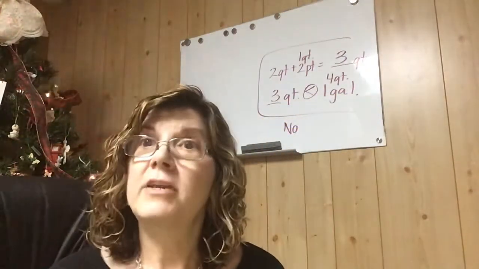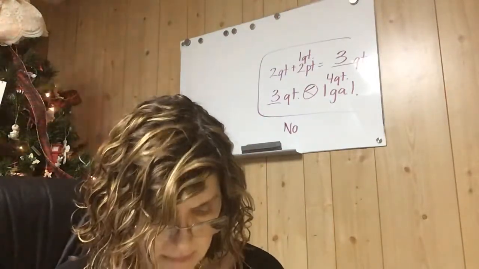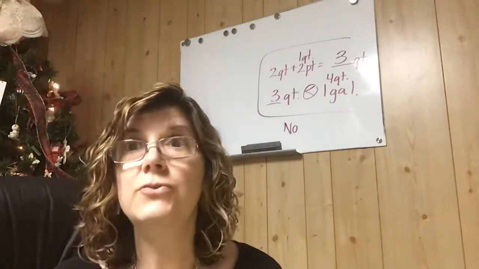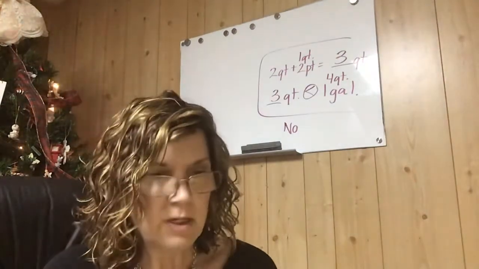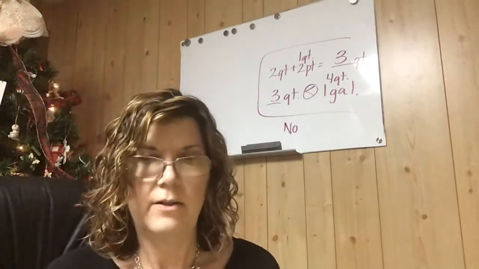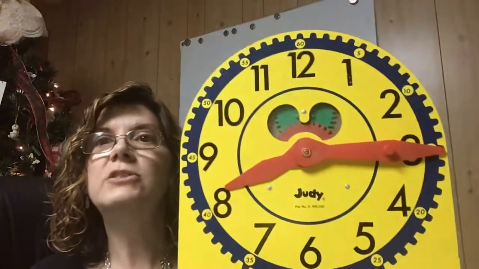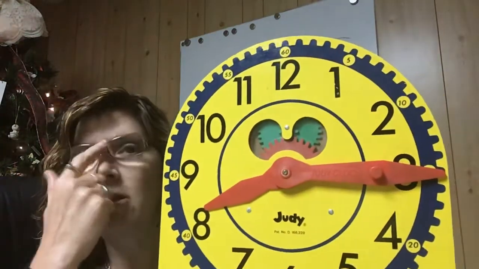All right, now on the next one, we're doing the same thing, but you have to write the time this time. And then you have to choose quarter to, quarter after, or half past. All right, so the first one is this. All right, shorthand first. It is just past the 8. Very good.